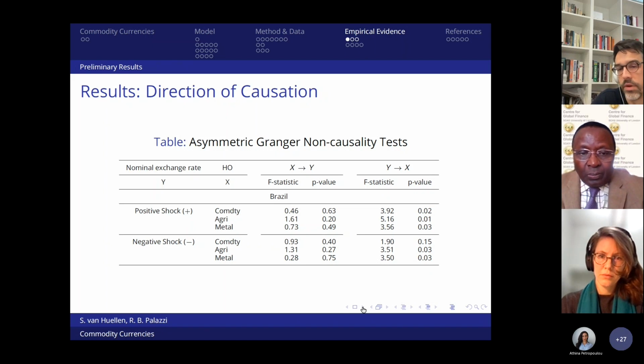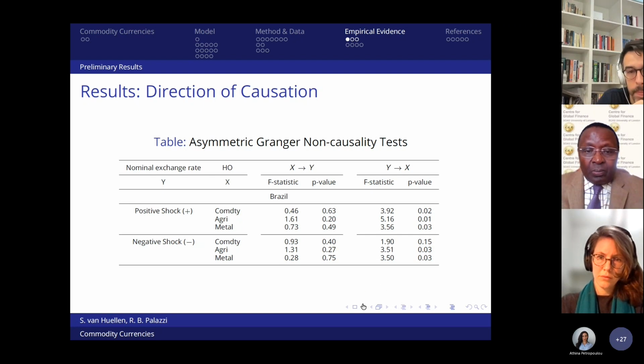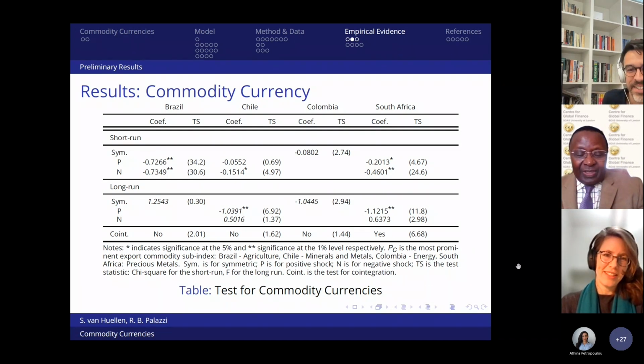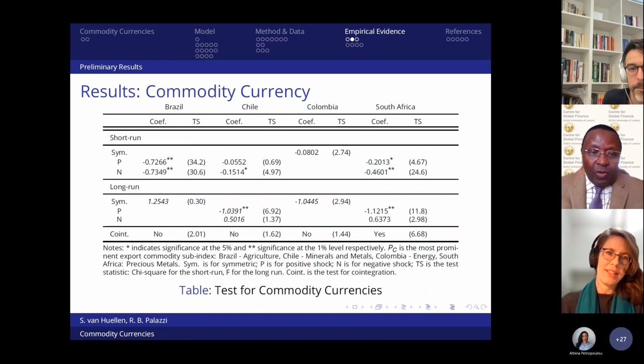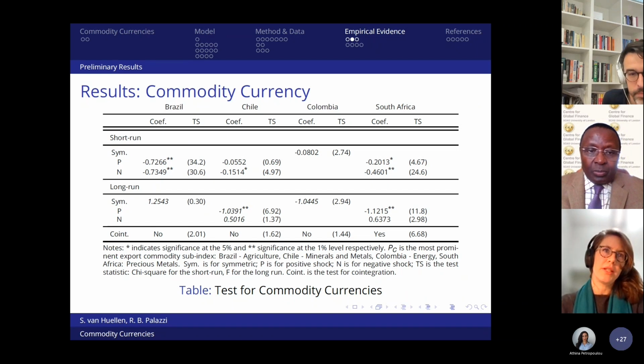So this confirmed the exogeneity from the nominal exchange rate to this commodity index. Sophie, you can complement me. Right, that was perfect. So we established that our commodity price shocks are indeed exogenous to the nominal exchange rate, which is important for the NARDL model because it is unidirectional. So we need to establish that before, and that's the NARDL model now.